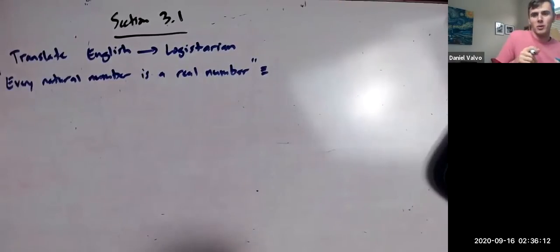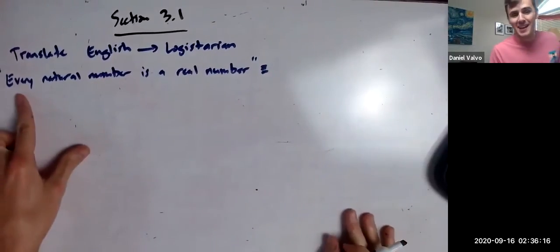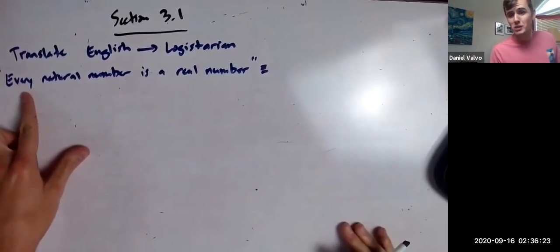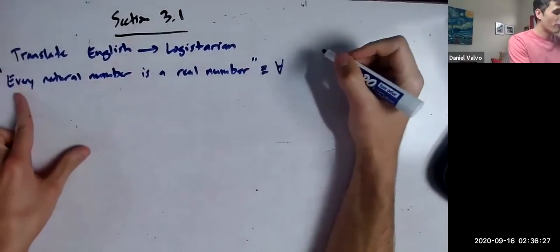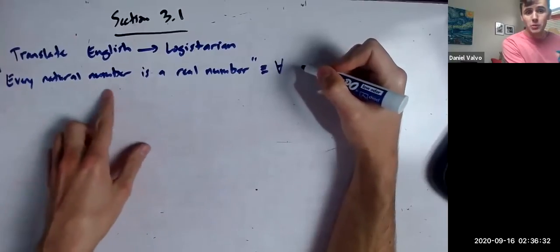So every natural number is a real number. Well, every. Come on, what's that? For all, right? This screams of a for all statement. So what this is saying is that for all, and for all what? For all natural numbers.